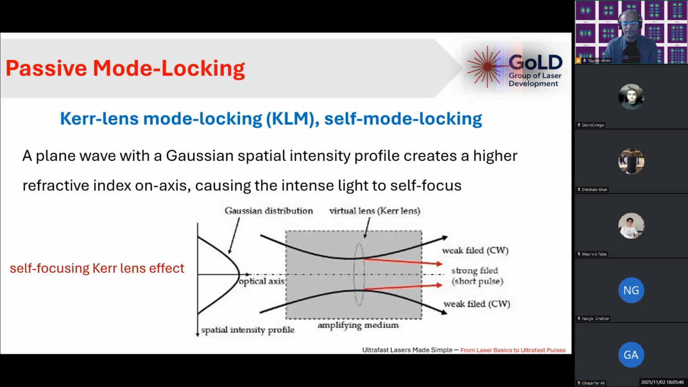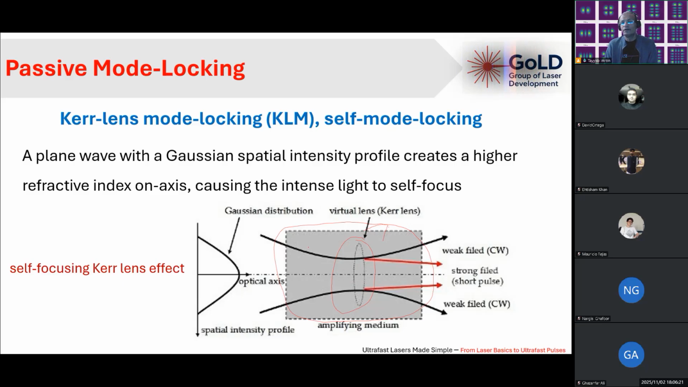So what happened in the beginning here, this is your gain medium, amplify medium you can say, or whatever you can say. When intense light passes through this medium, a kind of virtual lens, which is actually called a Kerr lens, is created. This is for you people to understand, it's not exactly a lens that is created there.